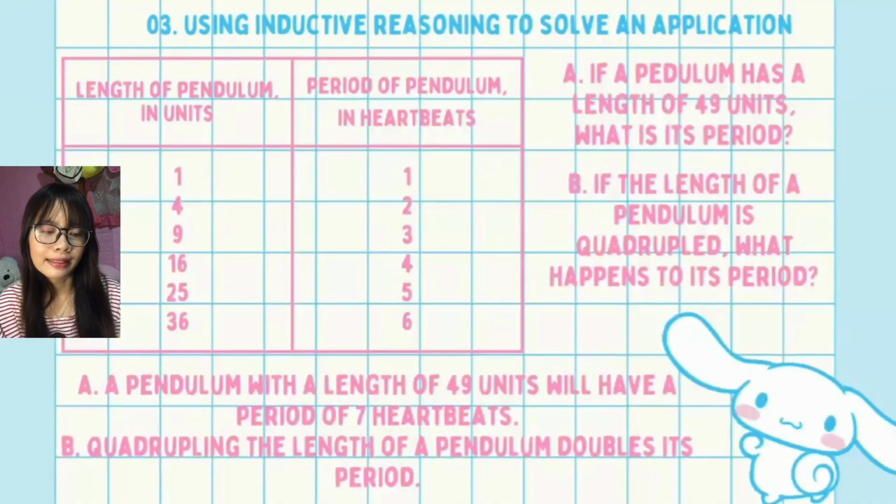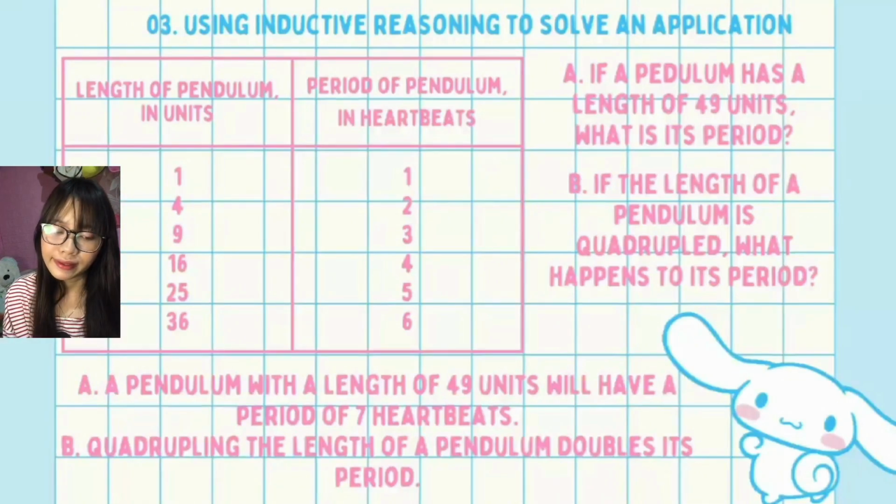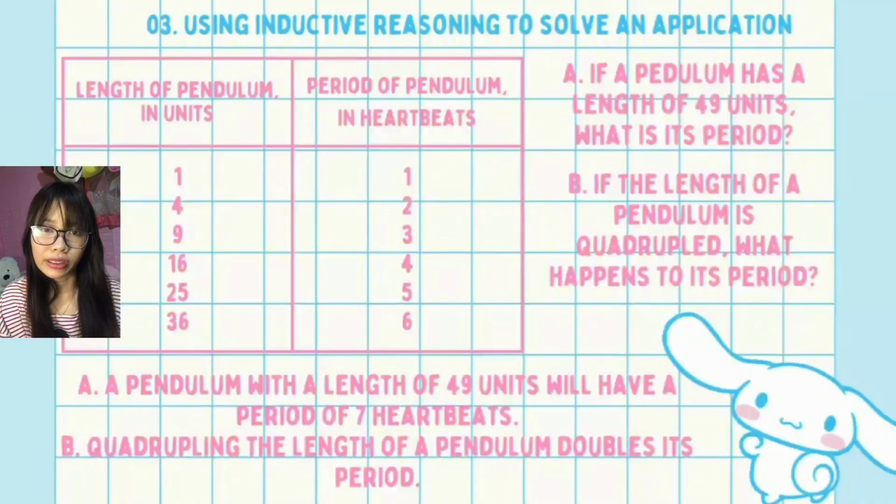So, sa left side, that is the length of the pendulum. And sa right side, that is the period of the pendulum in heartbeats. So, dito naman makikita natin, bawat length ng pendulum ay square root ng period of pendulum. So, sa letter A, ang question dyan, ano yung period kapag 49 ang units. So, since square root nga siya, so that is 7. Since ang square root ng 49 is 7. Thus, so yun yung conjecture natin.